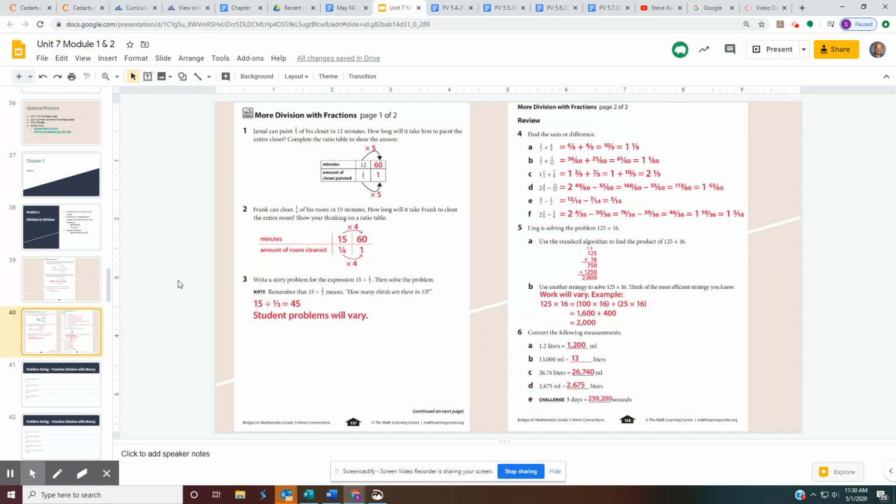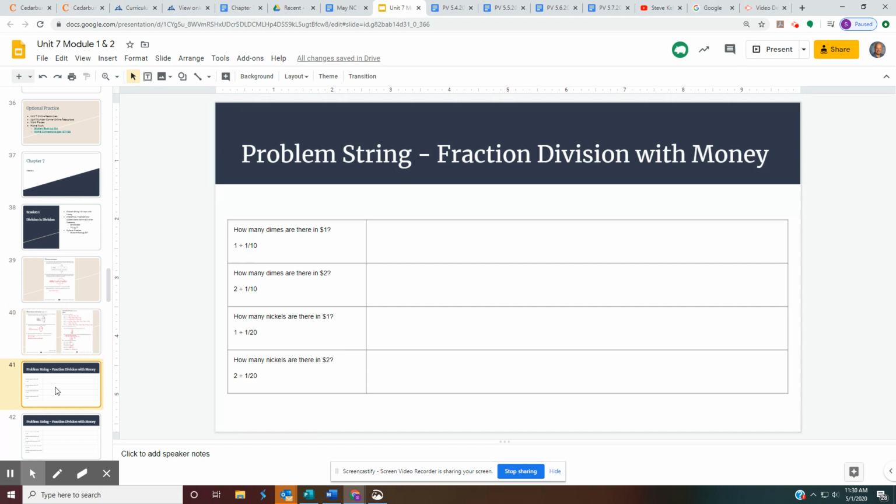All right, so let's start off with a problem string. You're going to need your notebook again. I know we've been doing problem strings a lot, but this next problem string is pretty easy because we're all pretty familiar with money, and I have a feeling that we're just going to roll right through this. So we're going to do fraction division with money.